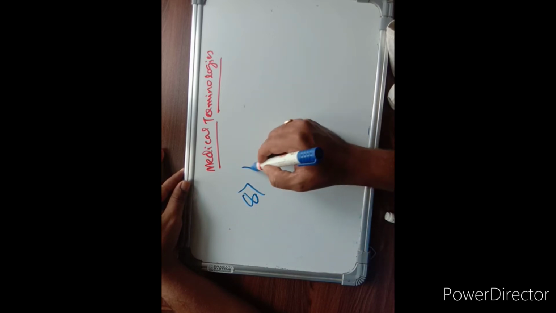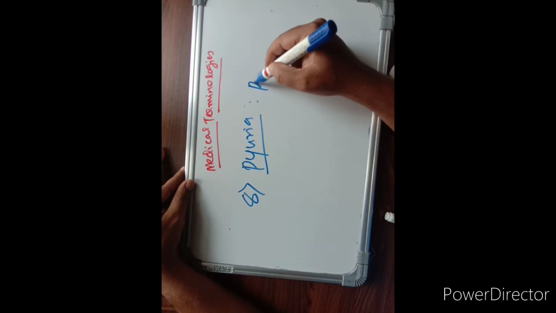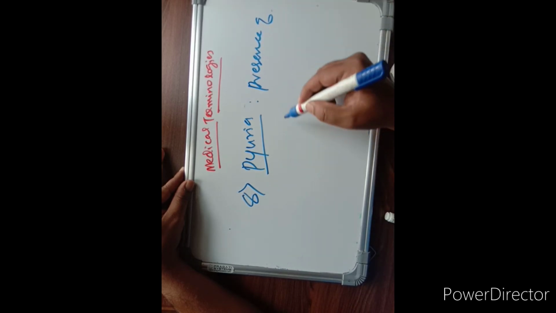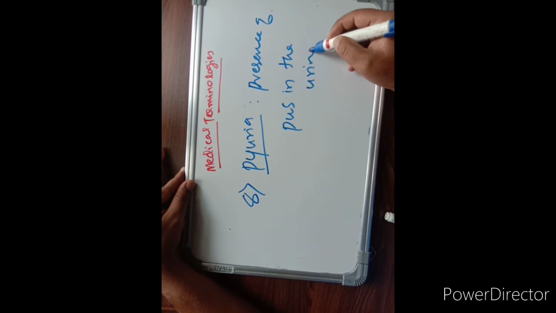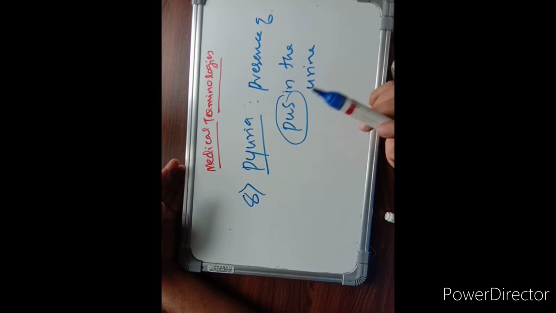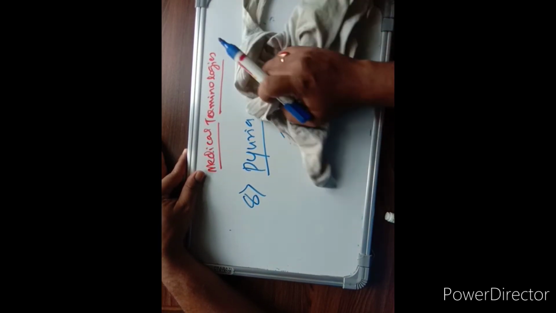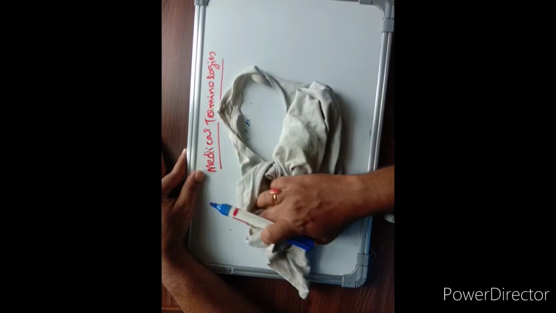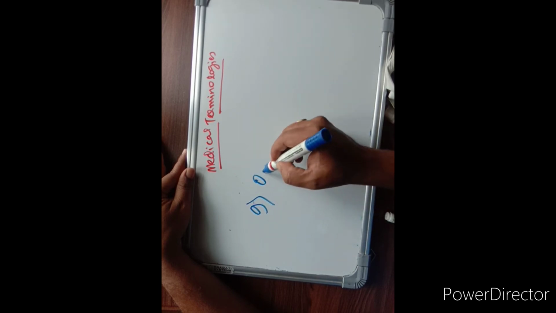Okay, next we will see pyuria. Pyuria means presence of pus in the urine. Whenever you see there is a presence of pus in the urine, that indicates pyuria. So how can we know the presence of pus? It is only possible by urine microscopy. When we do a urine routine, when urine is examined under the microscope, if we see there is a presence of pus under the microscope, that indicates that the patient is having pyuria.